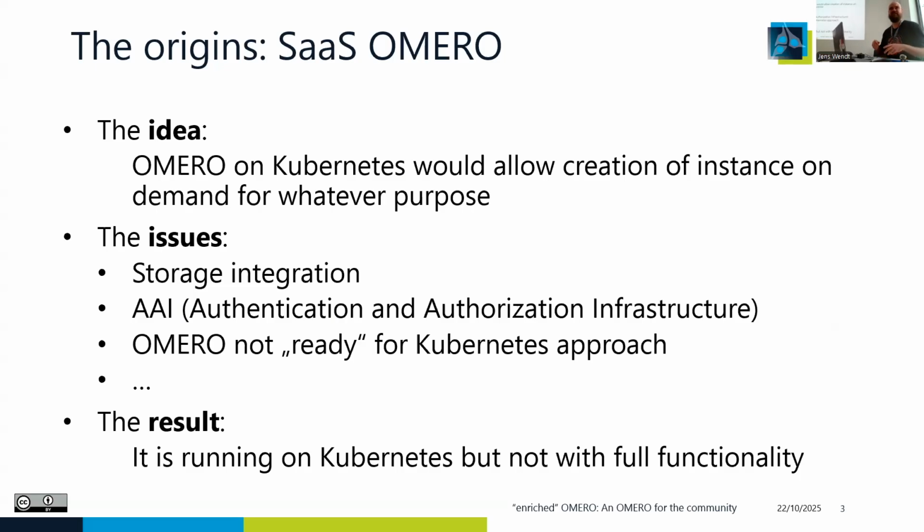So storage integration, authentication, OMERO itself not being really quote unquote ready for Kubernetes. It was a lot of rough edges. So in the end, we got it kind of working on Kubernetes. It's running, but it's definitely not with the full implementation of features we envisioned in this software as a service. It spins up, people use it, it goes down again.